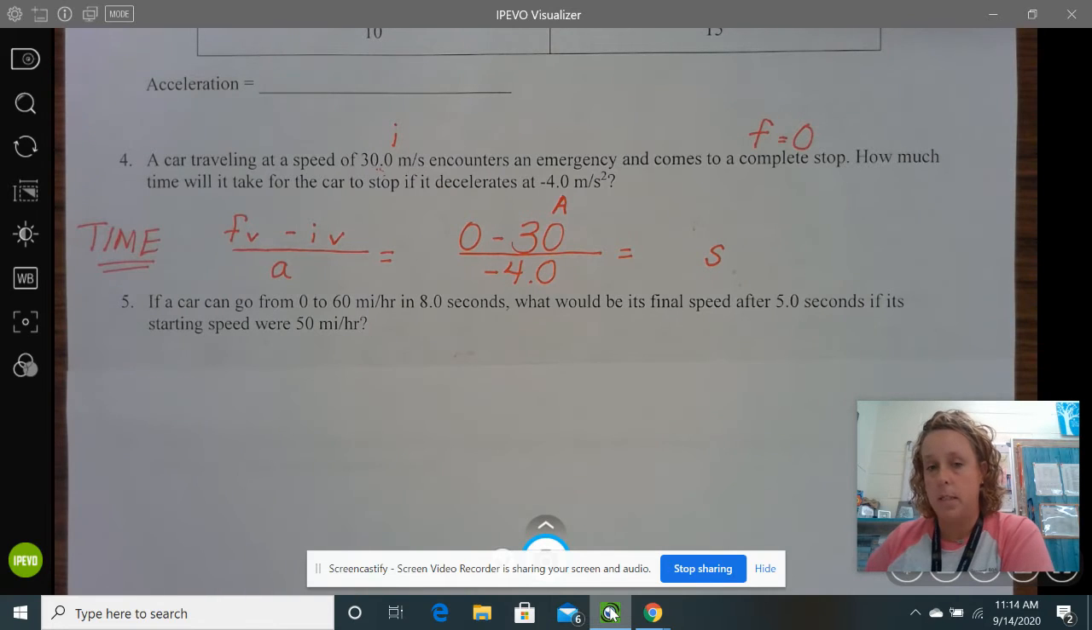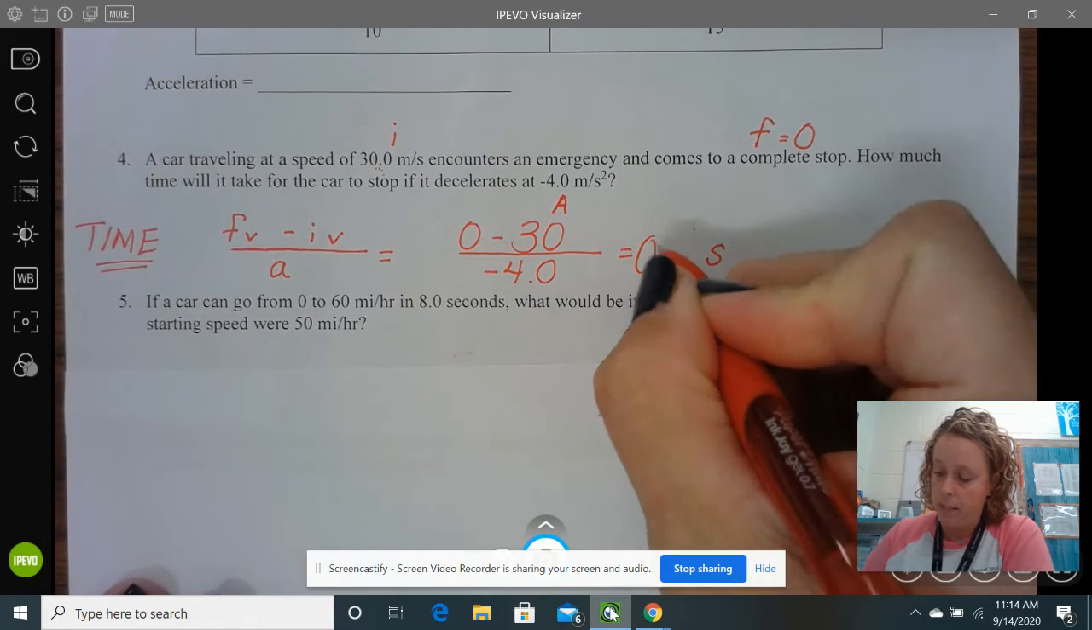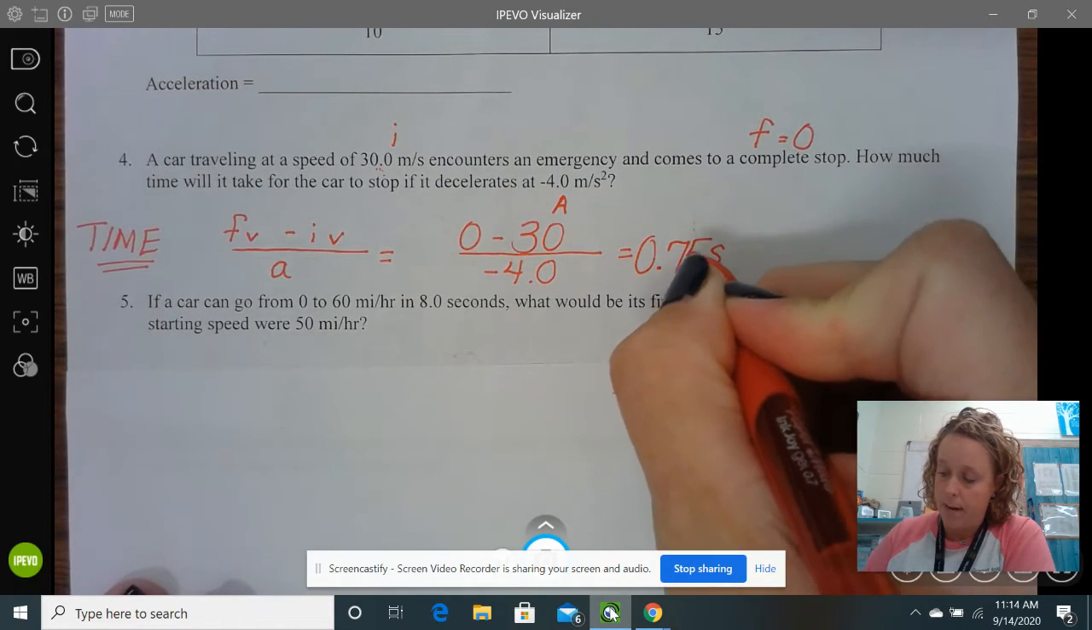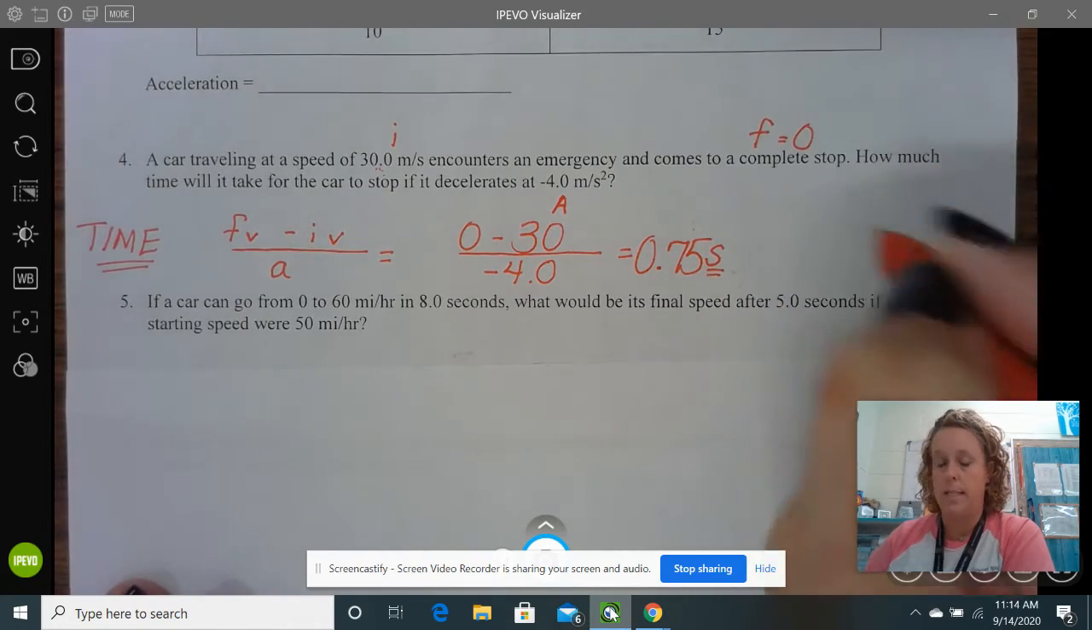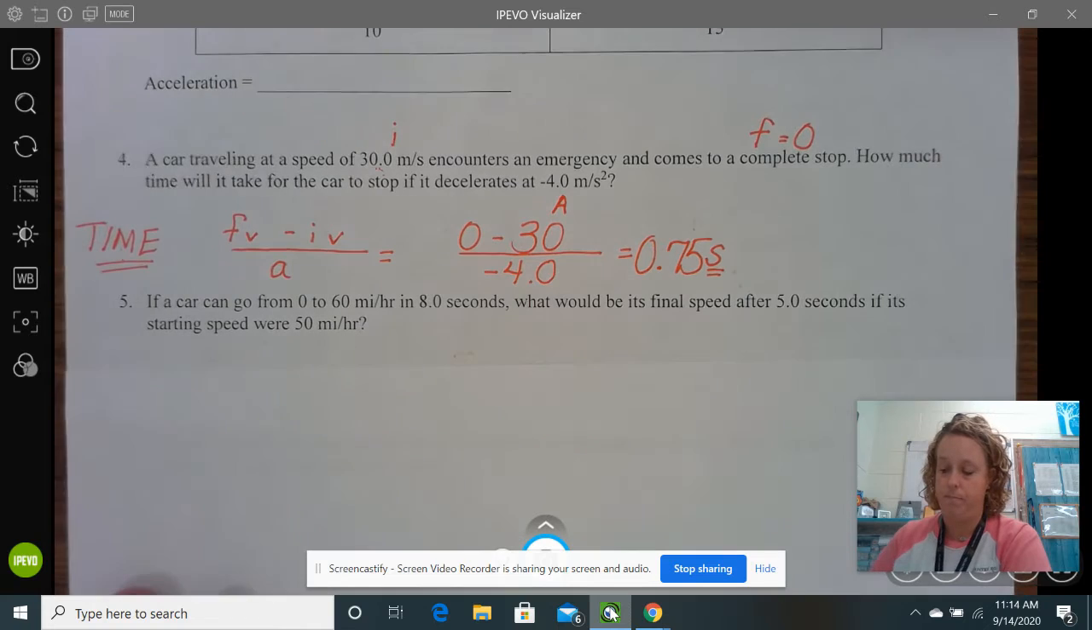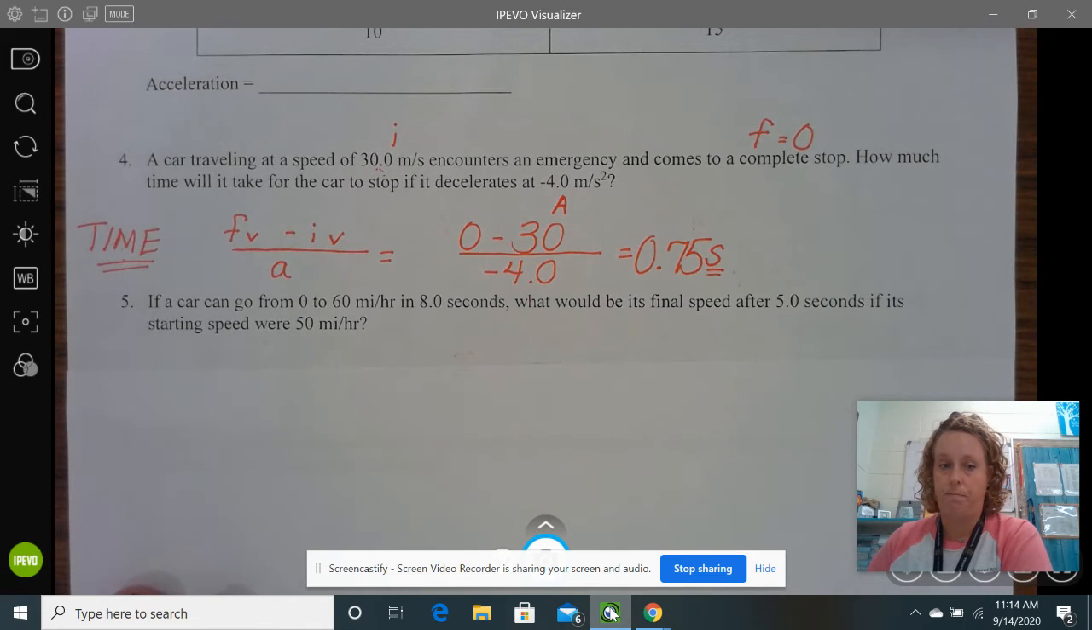So 0 minus 30, negative 30, divided by negative 4 will give you 7.5 seconds because we're looking for time. Okay?